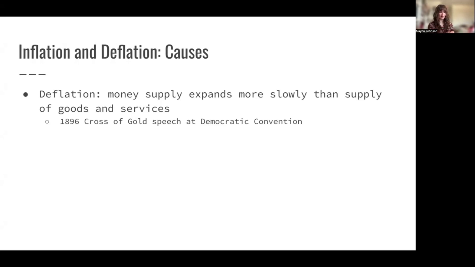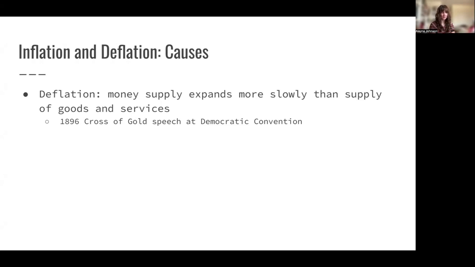So in his speech, speaking to those who were in favor of the gold standard, Jennings Bryan said, "You shall not crucify mankind upon a cross of gold." Basically saying that the government needed to be able to expand the money supply in order to assist these everyday American citizens.